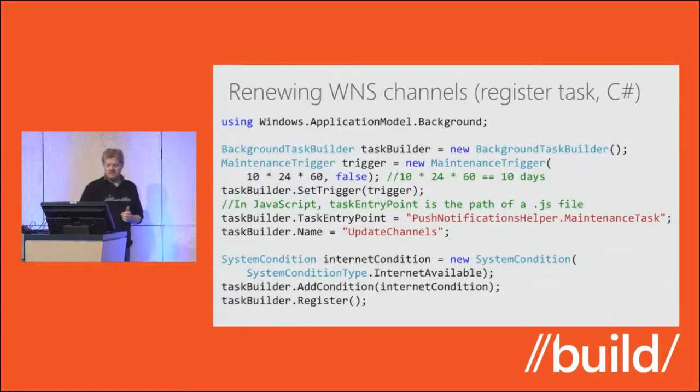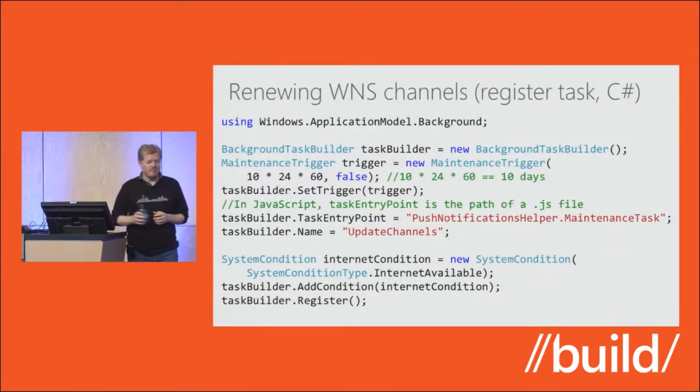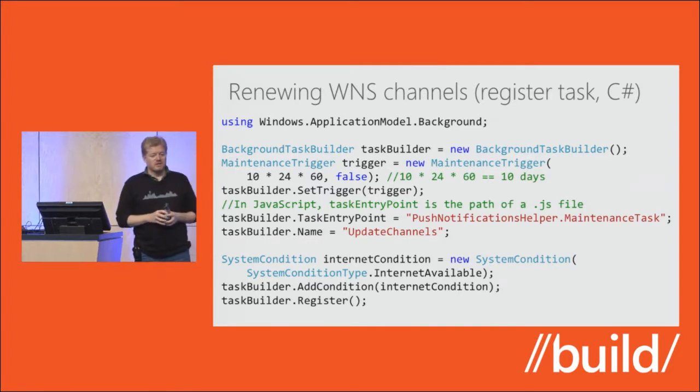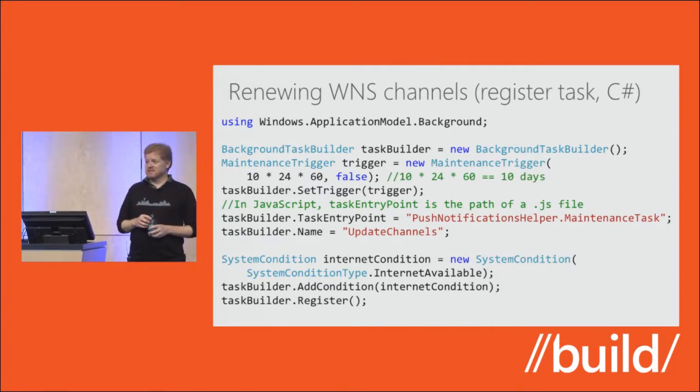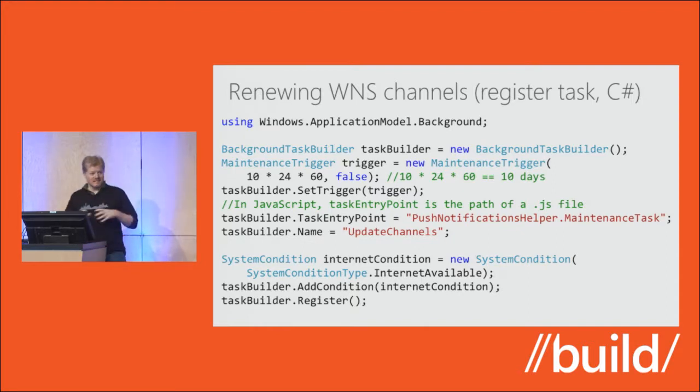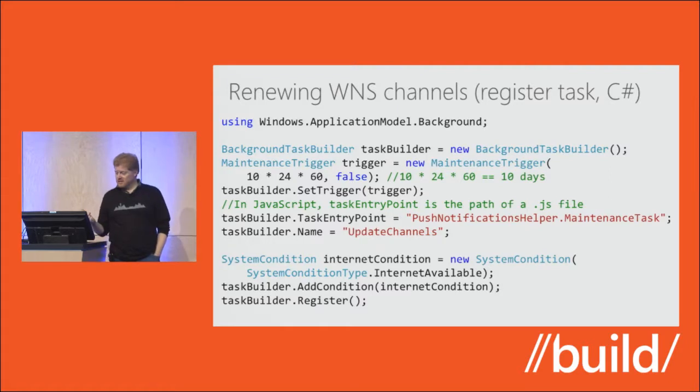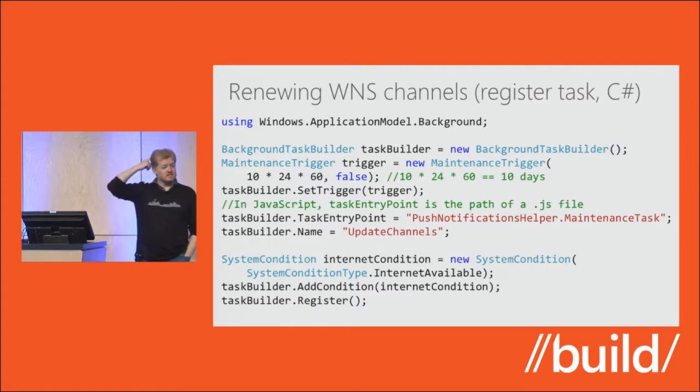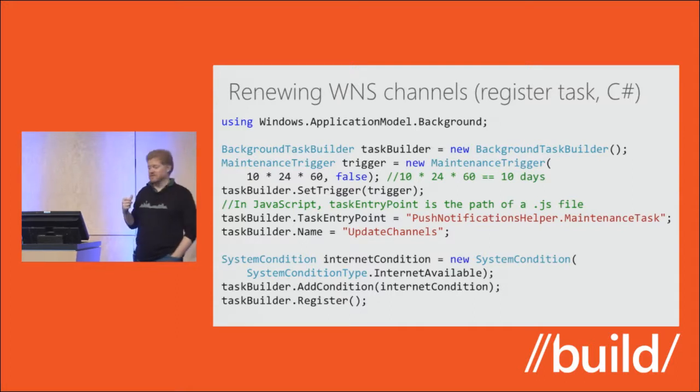Okay, so let's look at a little bit of this code. So Windows.ApplicationModel.Background is the namespace you're going to find all this stuff in. There's a thing called BackgroundTaskBuilder. This is what basically lets you set up a background task and register it with Windows. This is an example from, I think, the raw notifications sample. I think this is the C# version of it.